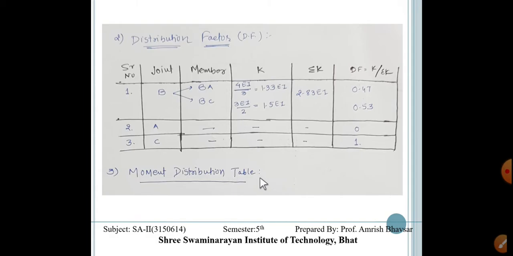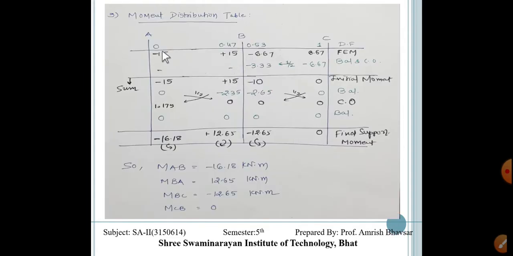So why are we going to make that table? Because we are going to distribute the moment from one joint to another joint, using the stiffness of the member and the end condition of the member. So the moment distribution table is something like this. This is the same as we discussed for a beam.